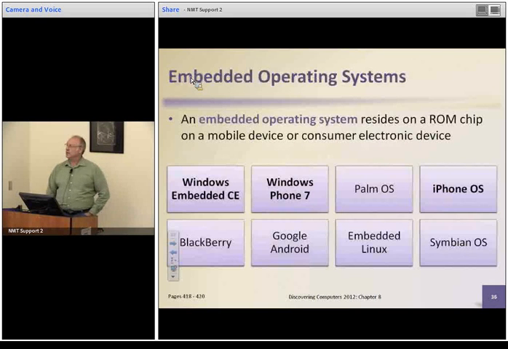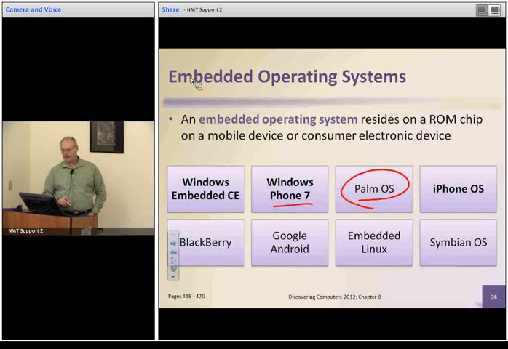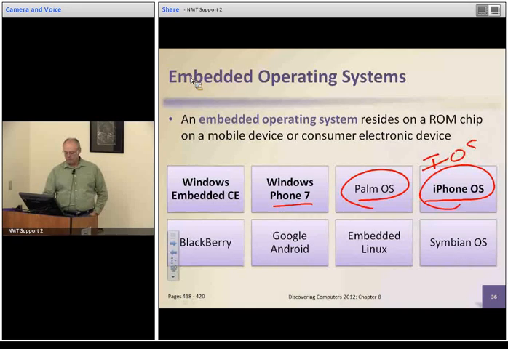Embedded operating systems. These are things that run on your portable devices, if you will. Phone 7, Palm, early mobile devices, Palm Pilots, they were called. The iPhone, iOS, you know this as. BlackBerry has its own operating system, and I had a BlackBerry phone until recently. And the operating system was okay. The phone itself was great. Did some great things. I wish I had the phone interface on my Samsung Galaxy.